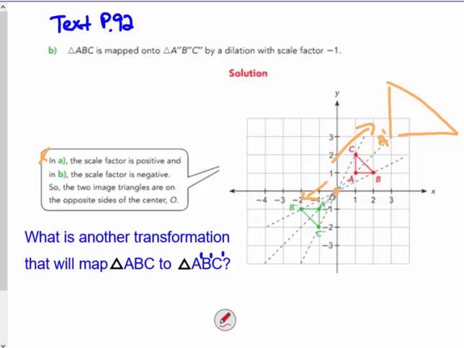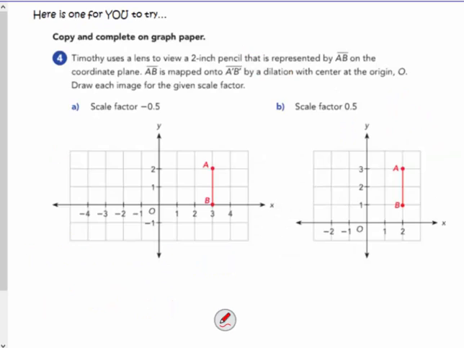This is not on your paper, but think about it. What is another transformation that will map ABC onto triangle A prime, B prime, C prime? The primes are not on your paper, and I don't even think this question's on there, but how else could I get ABC down to its image? Oh, I could rotate it. I could rotate it 180 degrees. Do you see that? Hopefully you see that because we've done rotation. Okay, let's go on to the next example.